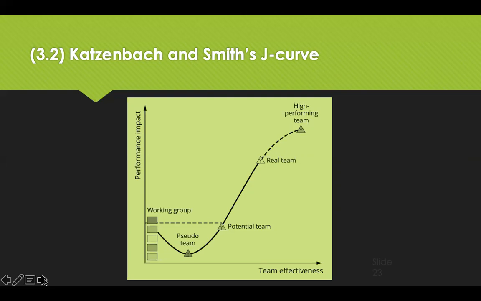But team development doesn't occur within a vacuum, and managers should be aware of external influences like organisational change that can disrupt the progress of team development or affect the team's performance.